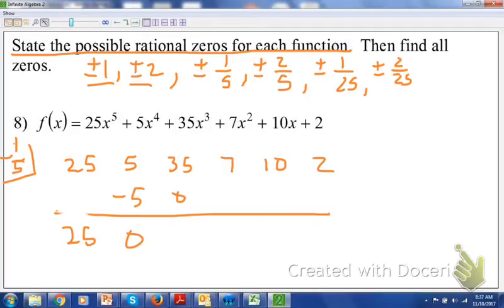Negative 1/5 times 0 is 0. 35 comes down. Negative 1/5 times 35 is -7. I'm liking this. It's got potential. 1/5 times 0 is 0. 10 and 0 is 10. And negative 1/5 times 10 is negative 2. There we go.